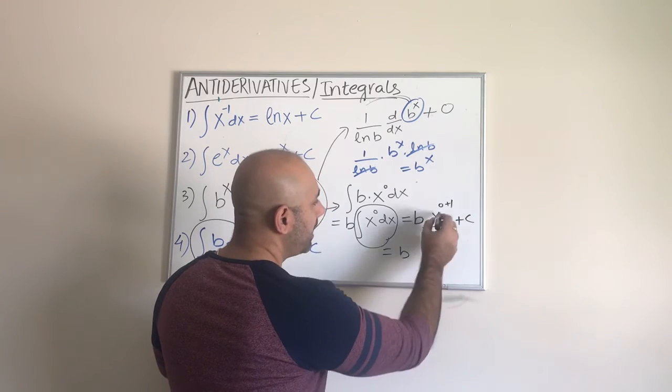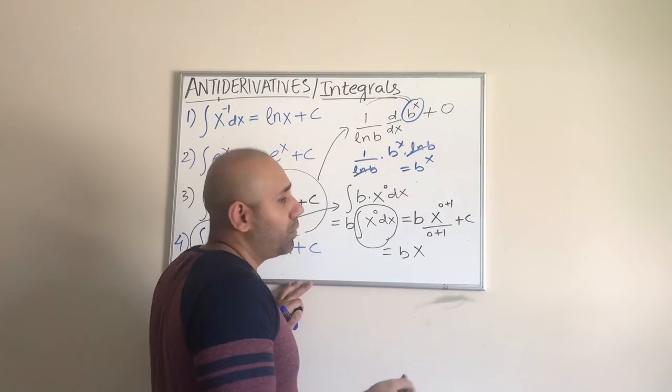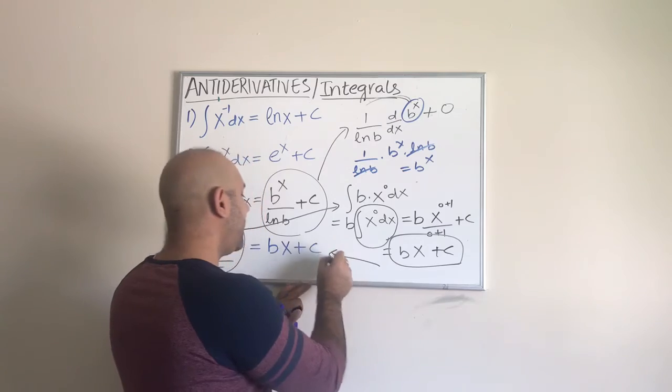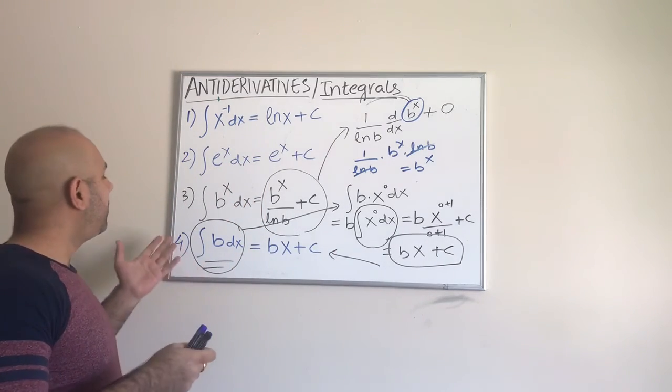Then let us simplify this. 0 plus 1 is still 1, but we don't really have to write it. Downstairs there's a 1, and I don't have to write it either, so it's bx plus c. That is exactly what I'm trying to say here for the integral of a constant with respect to x. So these are 4 basic ones.